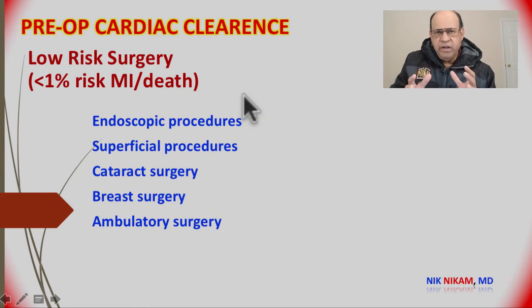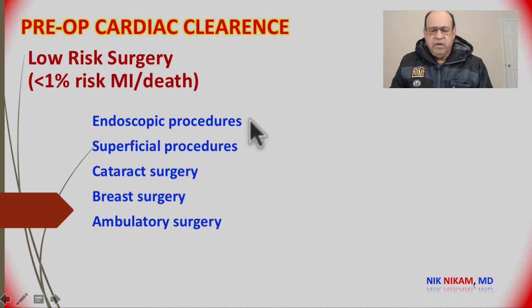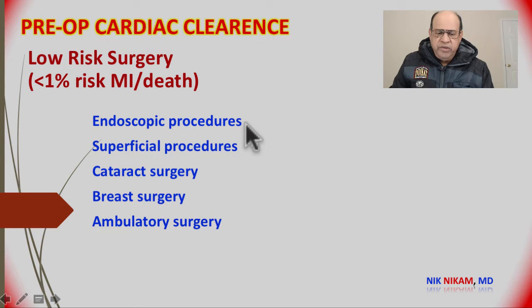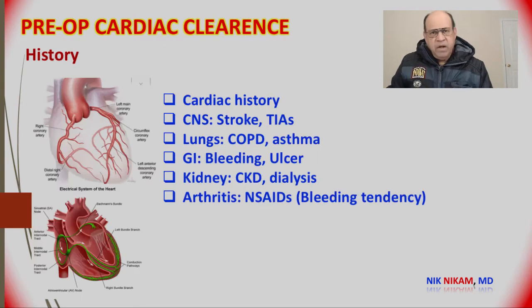Let's look at the risk of surgery. Here is a partial list of low risk surgery, which means the mortality is less than 1% in these patients. These patients include those who are going for endoscopic procedures, superficial procedures, cataract surgery, breast biopsy or breast surgery, and ambulatory surgery. Now let's move on to the history.